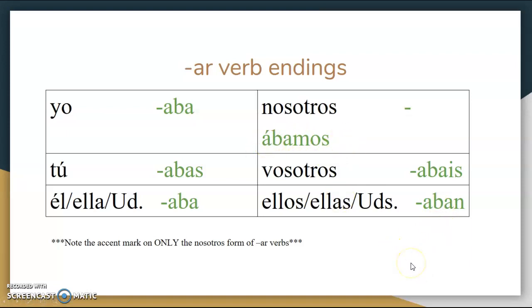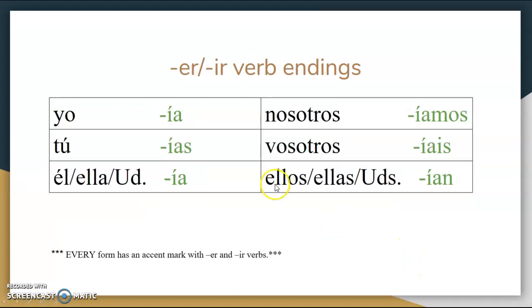Okay. All right. ER/IR verb endings. Ía, ías, ía, íamos, íais, ían. Notice how you have accents on the I every time. Okay, so this is for verbs like comer, vivir. So like if you were to say comía, it would mean I used to eat. Tú comías, you used to eat. Ella comía, she used to eat. Comíamos, we used to eat. Comíais, y'all used to eat in Spain.